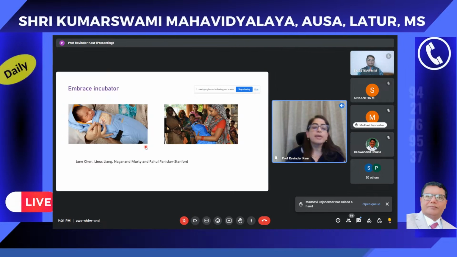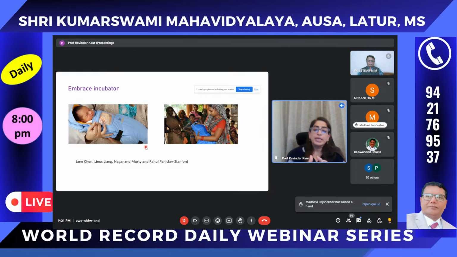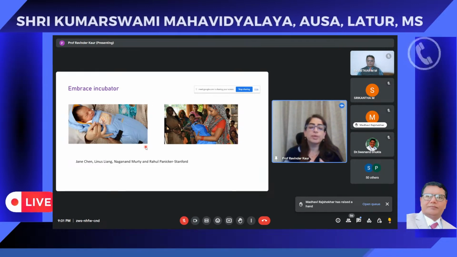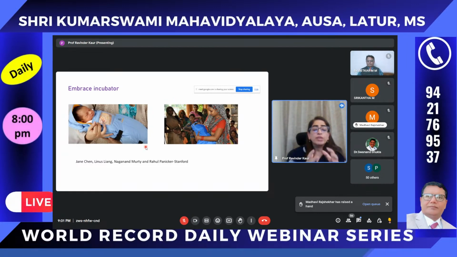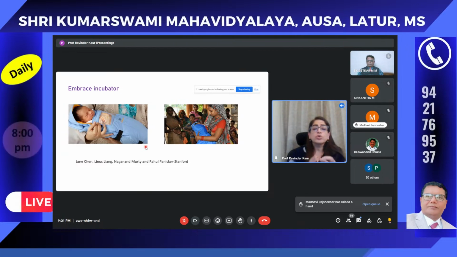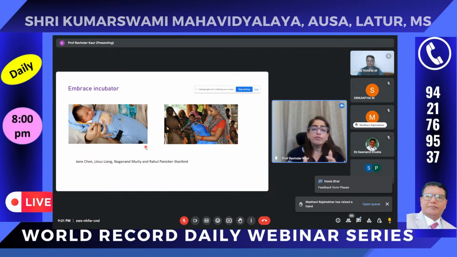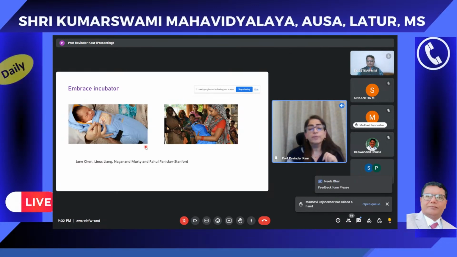And this is known as Embrace Incubator because it gives heat, warmth to the baby the same way it is in the womb or in the embrace of a mother. So they cut the cost so much and they made it so convenient to be used at dispensaries or even at homes that the mortality rate of infants really came down. So this is Embrace Incubator.